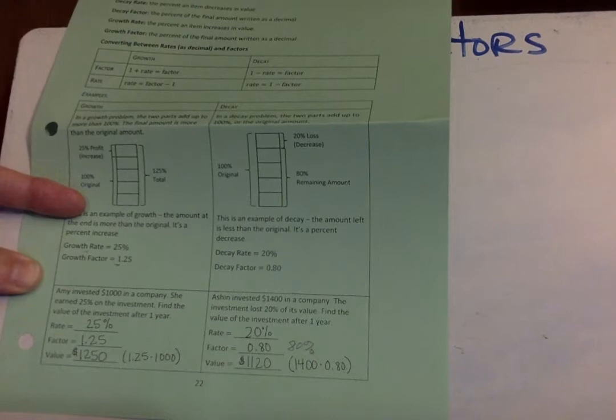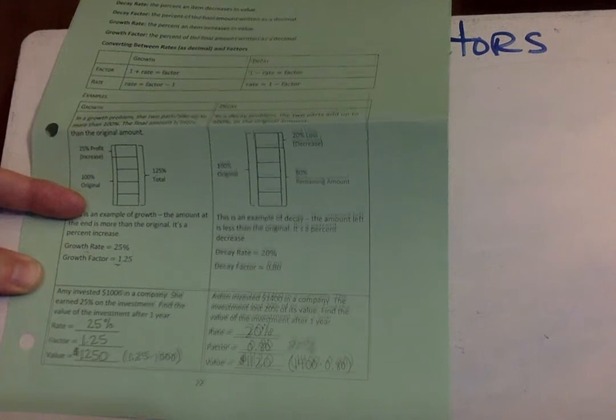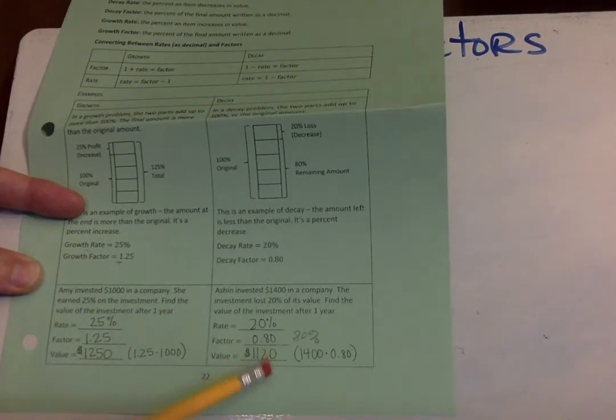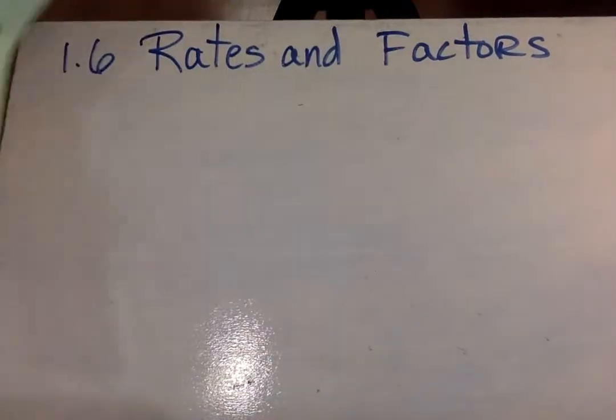So these are real life examples of investing. Sometimes your money can go up, and sometimes it can go down, okay? All right. Let's look at a few examples on the back.